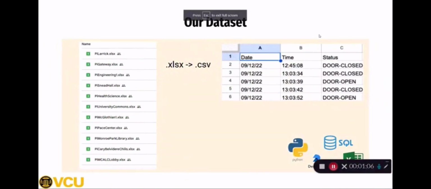So we were provided with 13 .xlsx files, one for each LRP location on campus. We converted them to .csv files so that we could use SQL to query the data and Python to create visualizations. We were provided data from 2022 to 2023, and it logged each time the LRP door was closed and opened, as you can see on the slide.